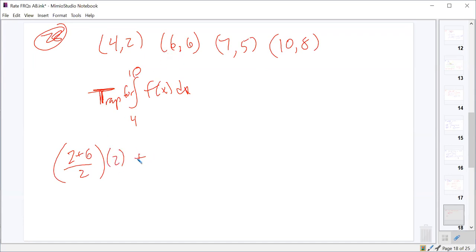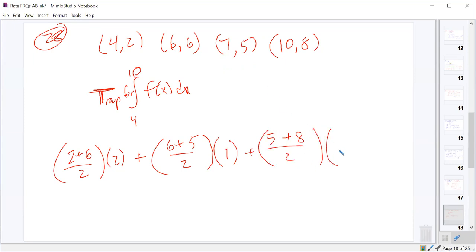There's your first trapezoid. Second trapezoid should be 6 plus 5 divided by 2 times, that one has a height of 1 from 6 to 7. Next trapezoid should be, or last trapezoid should be 5 plus 8 divided by 2 times a width of 3.